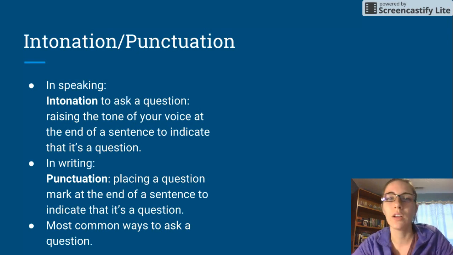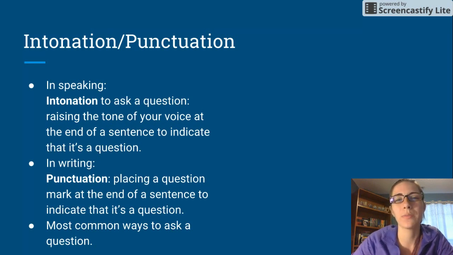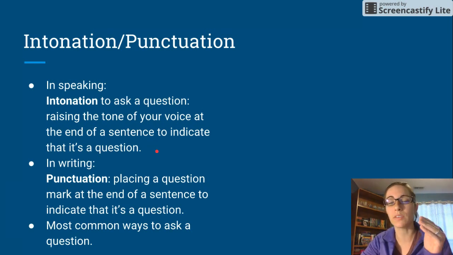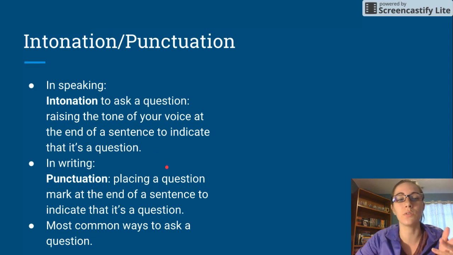So if we say something like, he is nice, or he's nice, okay? We can actually just say, he's nice, raising the tone of our voice at the end of that sentence, and that makes it a question. And everybody knows that in speaking, okay? So we do the same thing in French. We can take just a simple statement, raise the tone of our voice at the end of the sentence, and it turns it into a question.